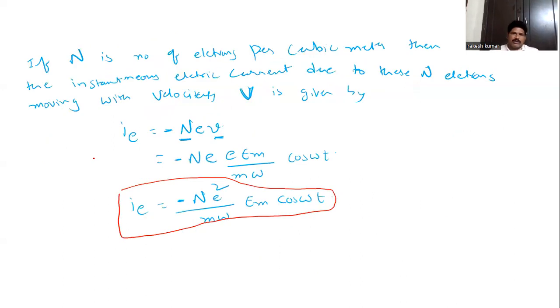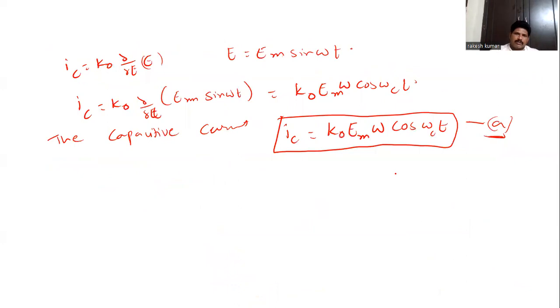One is the instantaneous current, that is IE, and the other one is the capacitive current IC. Okay, so the total current IT is equal to the instantaneous current IE plus IC.